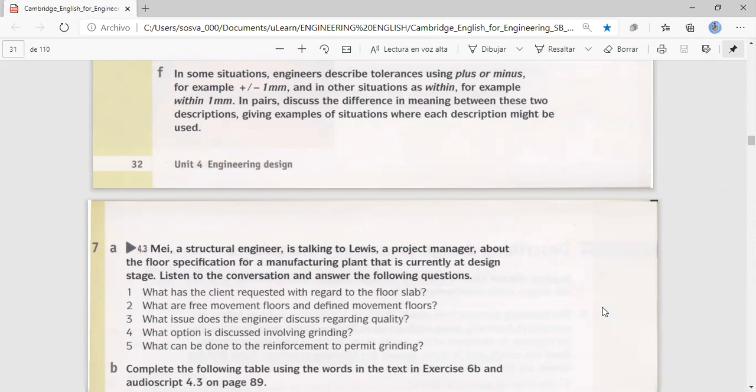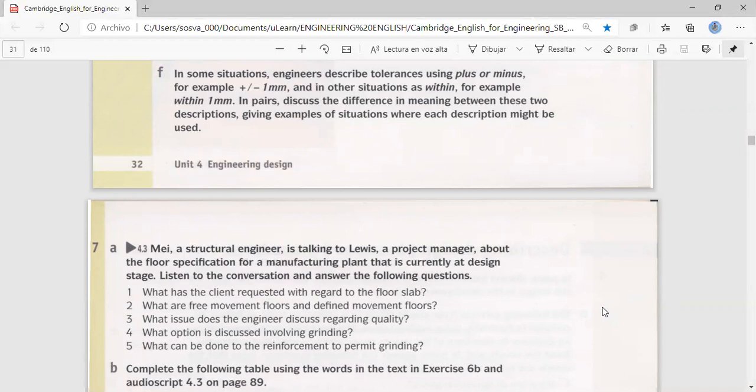So the activity that the book suggests was to discuss the difference, and that was the homework I told you to do: to discuss the difference in meaning between the descriptions plus, minus, and within. You were able to mention some examples if necessary. So I don't know what your conclusion is. What idea did you get about the difference between plus minus and within? What does it depend on?